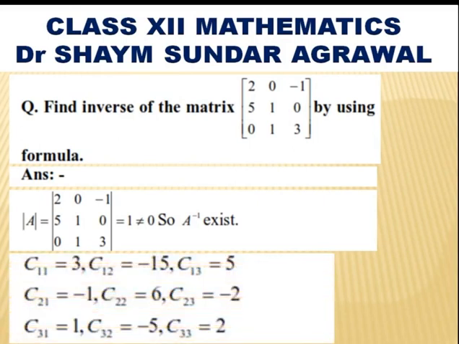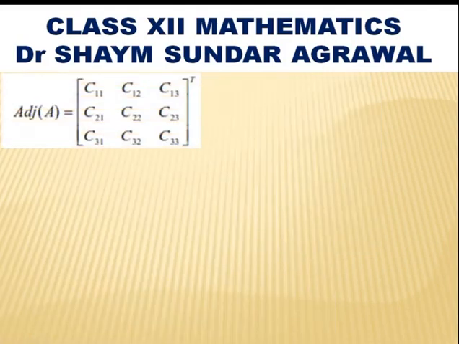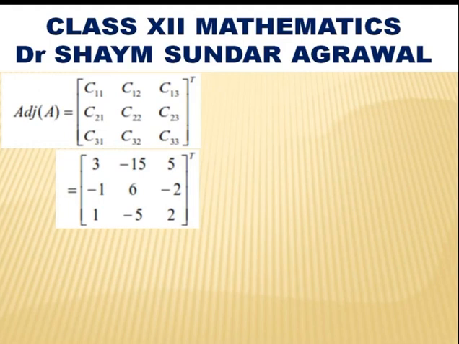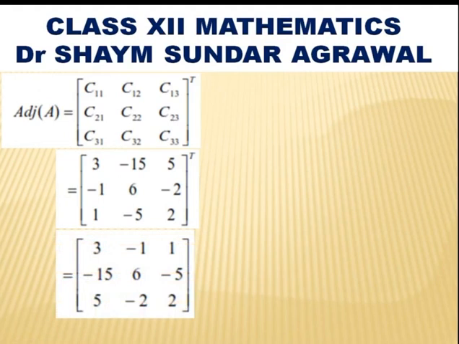Directly I am writing the cofactors because you know how to find the minors and cofactors. So C11 is 3, C12 is minus 15, C13 is 5, C21 is minus 1, C22 is 6, C23 is minus 2, C31 is 1, C32 is minus 5, C33 is 2. So the adjoint is the transpose of C11, C12, C13, C21, C22, C23, C31, C32, C33. That is 3 minus 15 5, minus 1 6 minus 2, 1 minus 5 2, whole transpose, which is 3 minus 1 1, minus 15 6 minus 5, 5 minus 2 2.